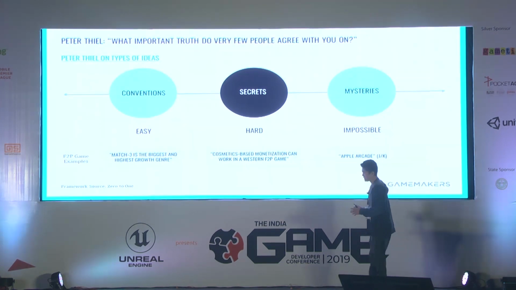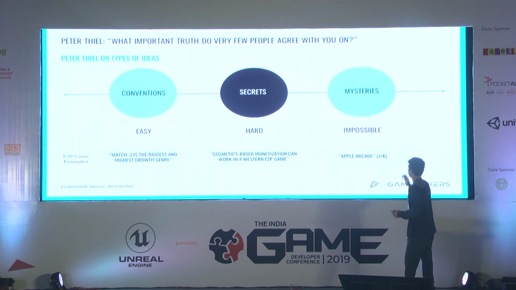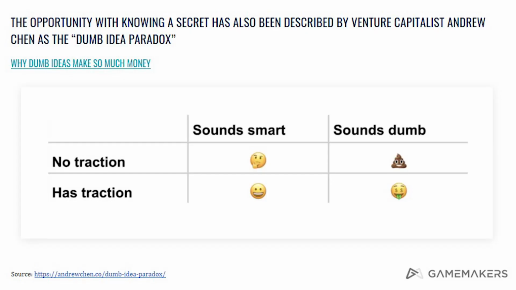And certainly there was cosmetics-based monetization in Japan, but it's never been done at scale in a big way in the West. And finally, mysteries are things that are just kind of impossible to understand. But I won't go into that. And the other way that this concept has been described is there's a venture capitalist at Andreessen Horowitz by the name of Andrew Chen. And he talks about this idea that he called the dumb idea paradox.